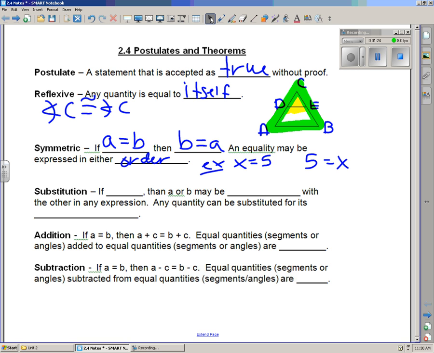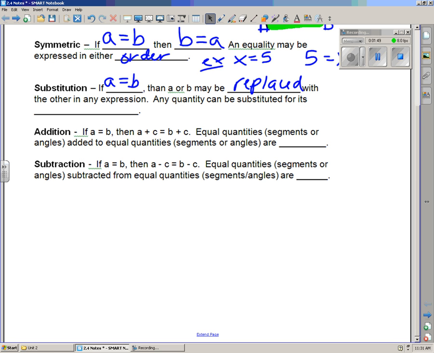Substitution. You do this a lot with algebra. Basically, you know that if you've got something equal to something else, if A is equal to B, then A or B may be replaced with the other in any expression. And what this is also saying is that any quantity can be substituted for its equal.